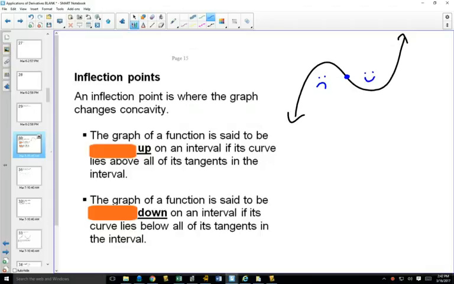So that can help us graph things because we can use our first derivative to help us find out where our maximums and minimums are, and now we can use our second derivative to find out where it changes from being concave up and concave down.